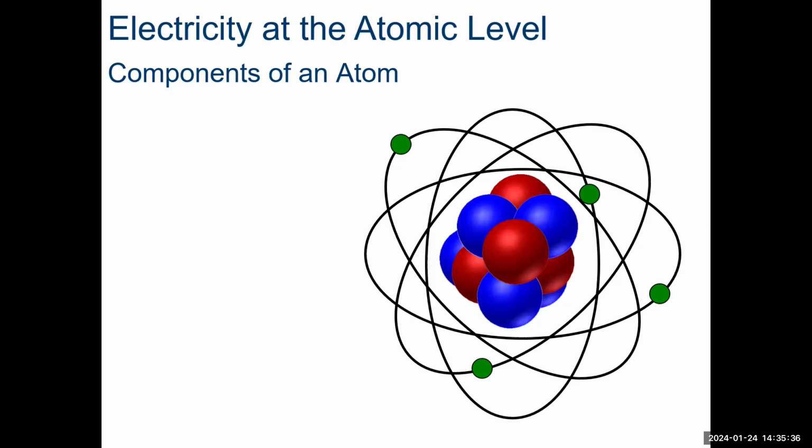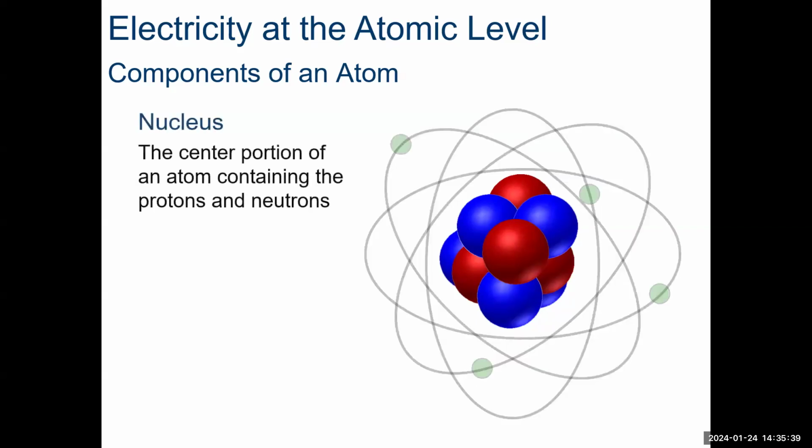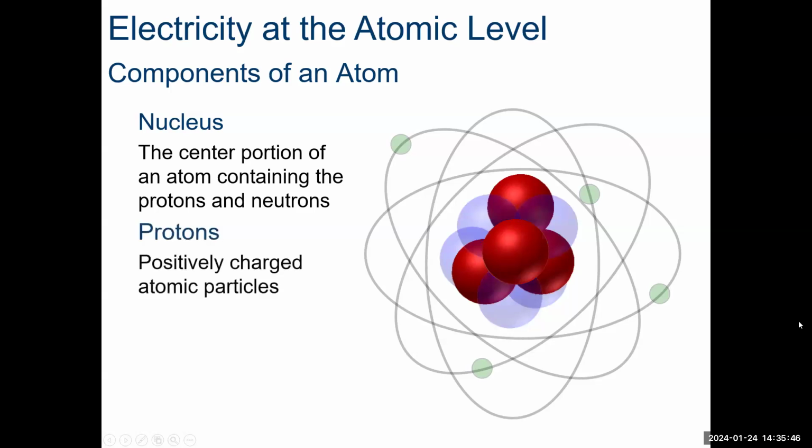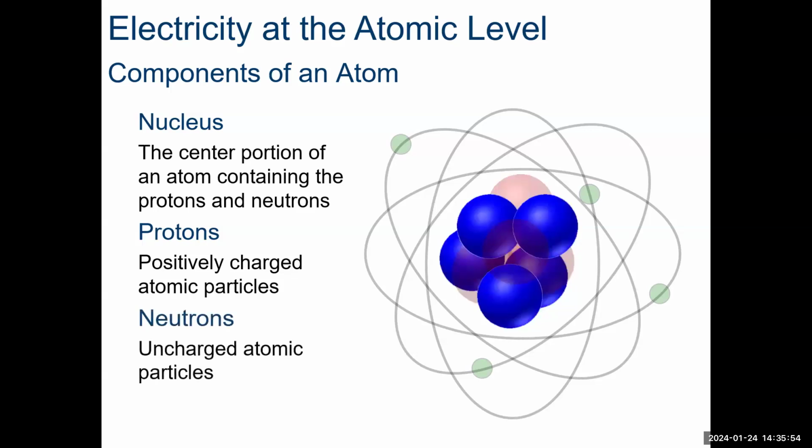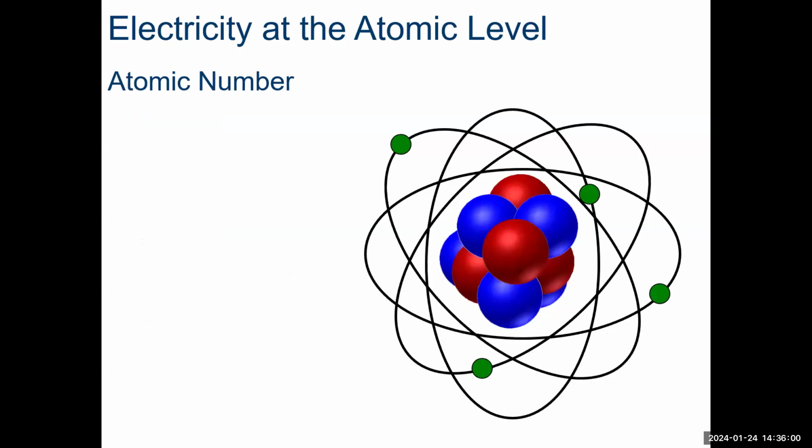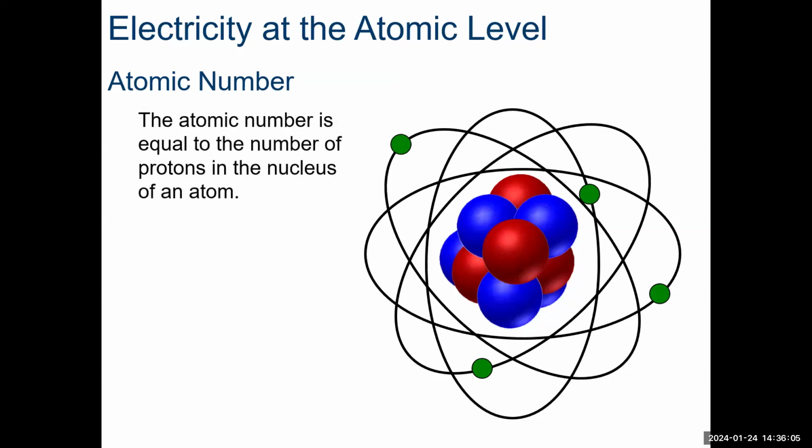At the atomic level, we have these components of an atom. We have the nucleus, that's this inside part, the center portion of an atom containing protons and neutrons. So the red are protons, positively charged, and the blue are neutrons. They are uncharged, so they're not negative, they have no charge, right? The atomic number is equal to the number of protons in the nucleus of an atom. So the atomic number is protons in the nucleus. Remember, this is the nucleus.